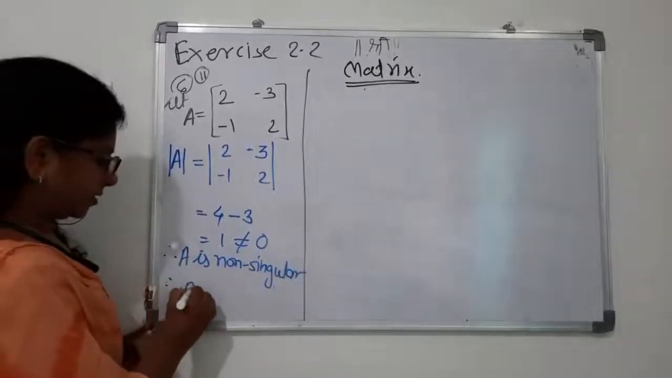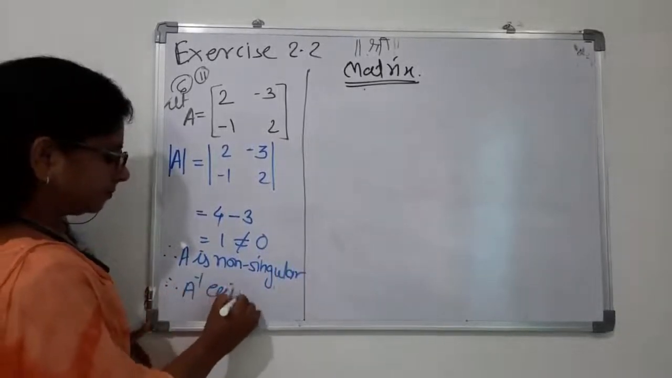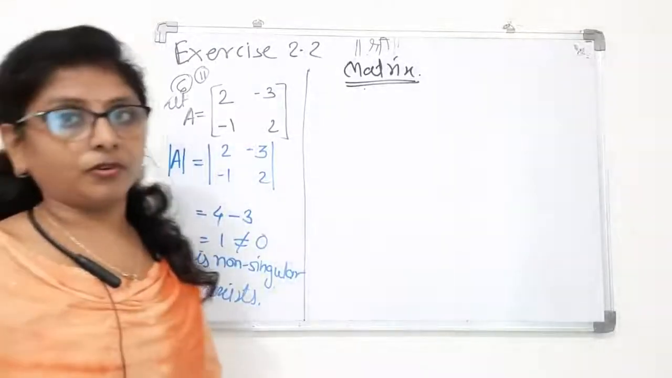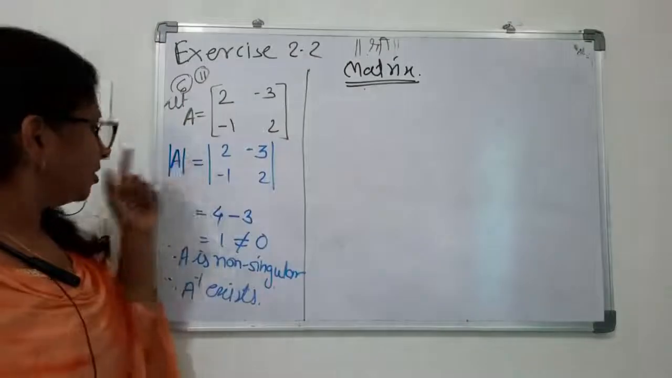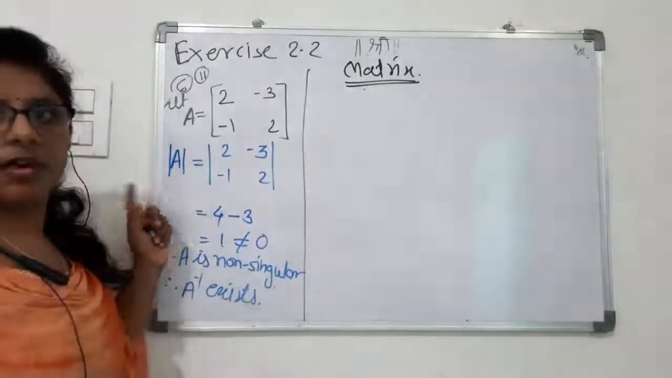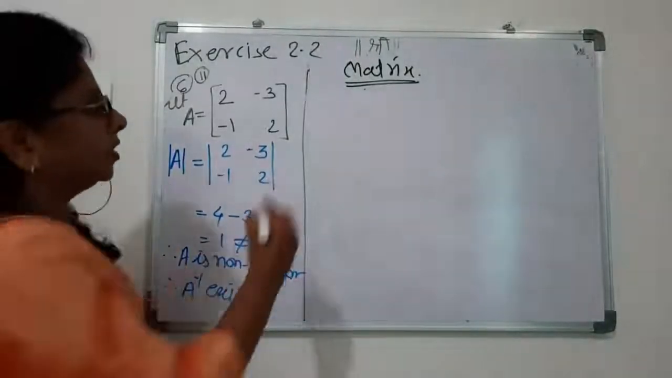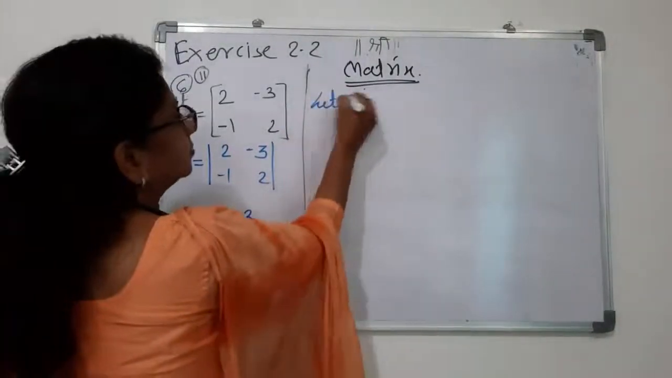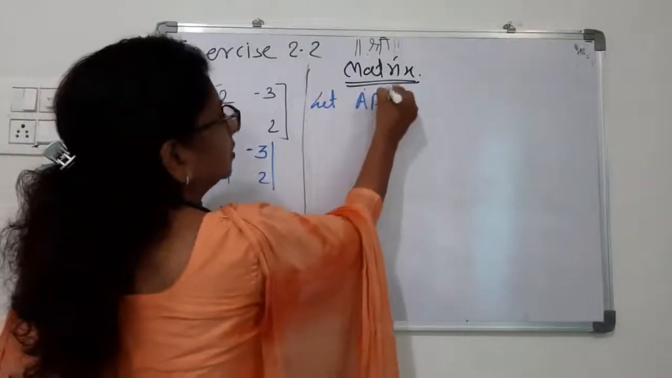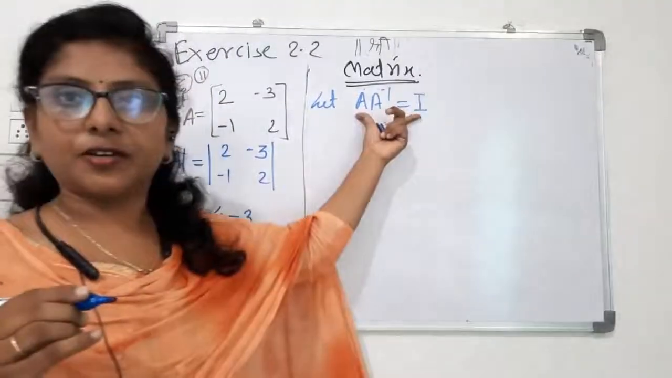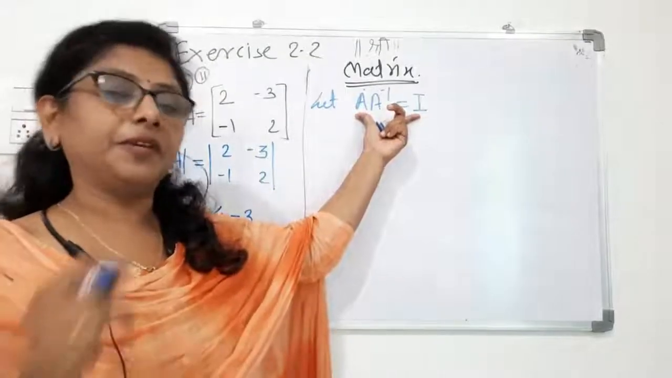Therefore A inverse exists. This is a common task in every example. If we want to find the inverse, then we have to do this first. Okay, students, so let us start to find the inverse. This is the procedure to find the inverse by elementary transformation.